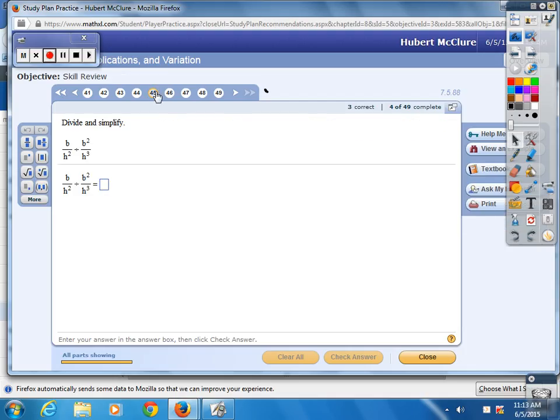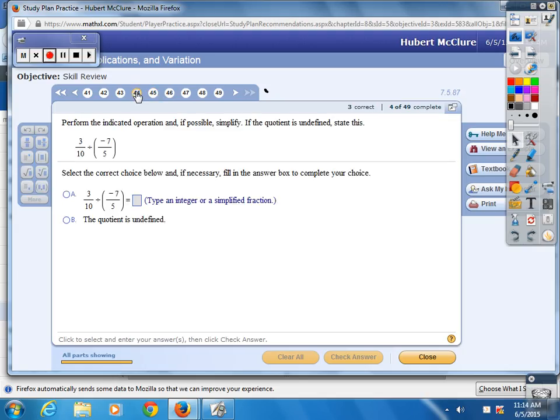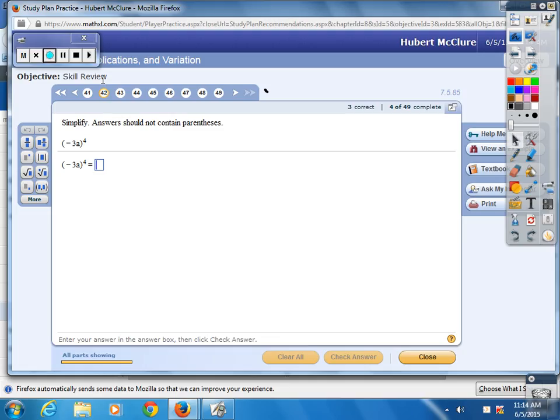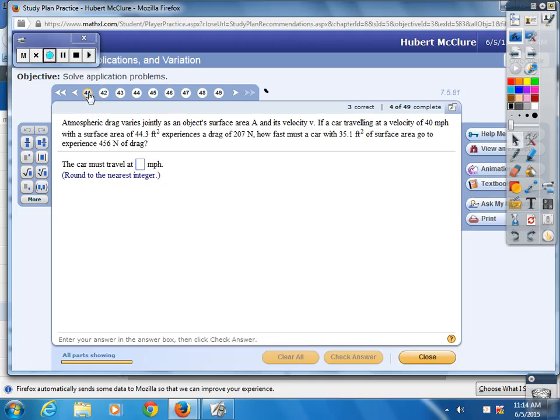What the heck is this? Divide and simplify. That's too easy. That was not easy. What is this? That's hard. No, it's not. Can't be done. Why are these even here? What is this? Oh, skill review. I didn't know that was in there. Let's do this one.